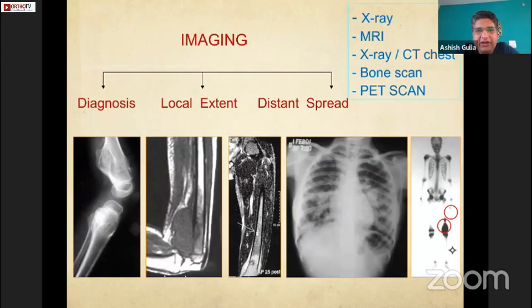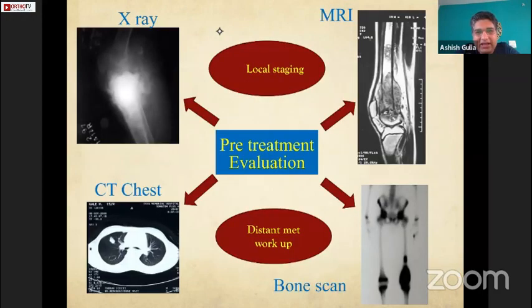A bit of repeat from the first class. The imaging will also help you to diagnose them correctly. Imaging will tell you the local extent of the disease and distant spread, and that's how we order various investigations. This slide in a nutshell talks about the investigations which we do to evaluate malignant bone tumors. Obviously, we need to look at local and then distant metastatic workup as well.